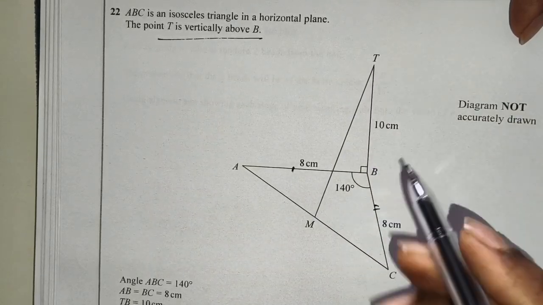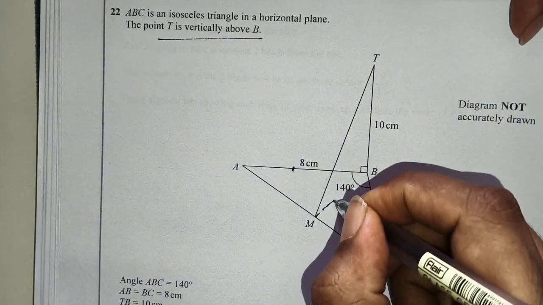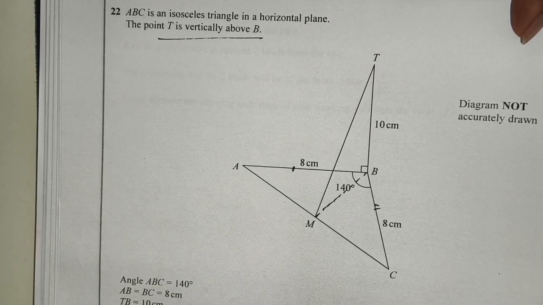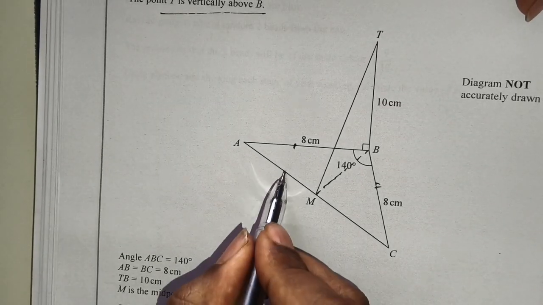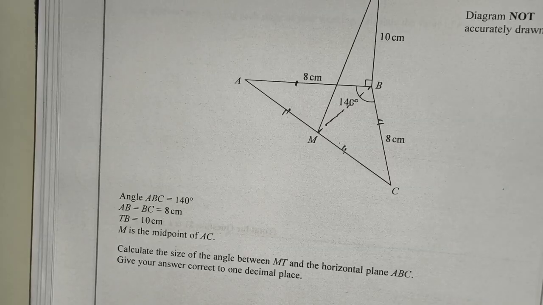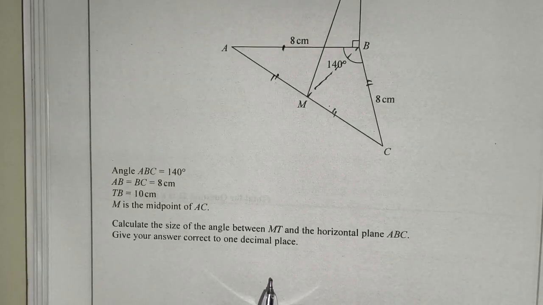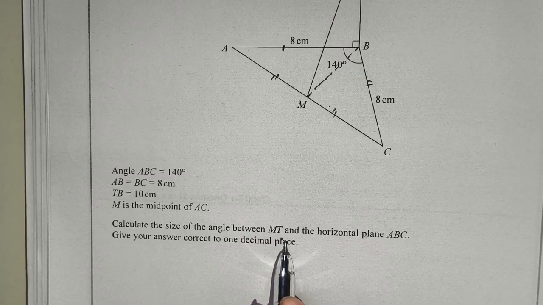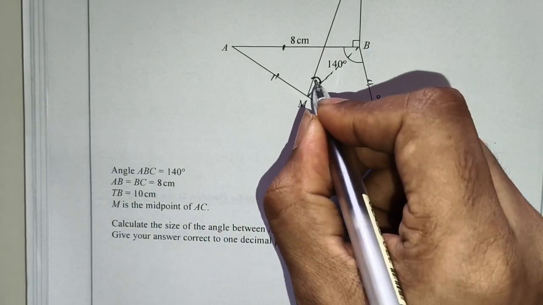So it has to be, of course, a right angle triangle. So this is also a right angle triangle. Fair enough. AB, BC given. M is the midpoint of AC. This is equal. Fair enough. Calculate the size of the angle between MT and the horizontal plane ABC. Basically they want you to find out this angle.